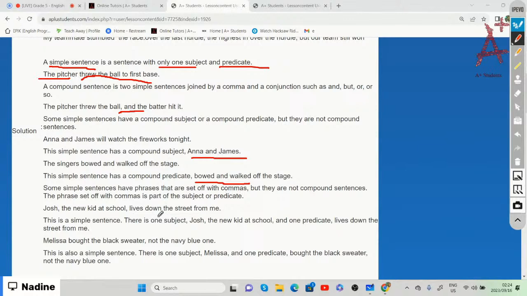For example, Anna and James. Anna and James is not a compound sentence. It is basically just two subjects, and there's an and in the middle. And that is what brings about the confusion, because sometimes we think that because there's an and in the middle, it might be a compound sentence, but it is not. The singers bowed and walked off the stage. Bowed and walked.